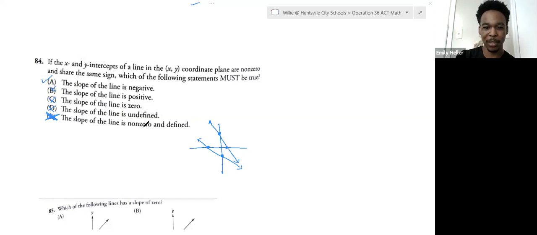This one possibly could have been an answer. So if you put E, I give you that. I'm okay with that, but I don't necessarily like this answer. But A is your best choice. Any questions about that? That one was a little tricky, but any questions?